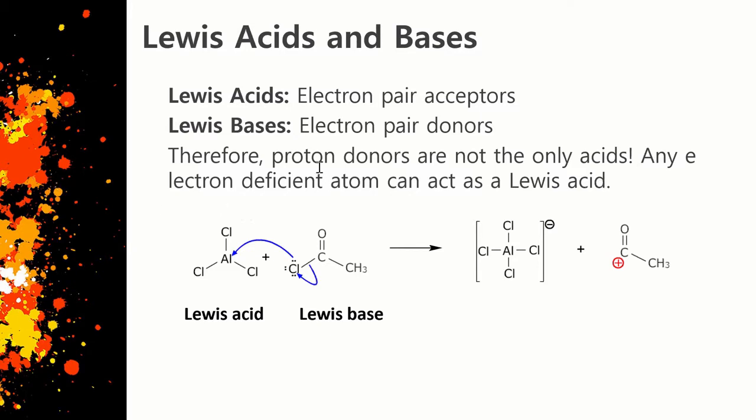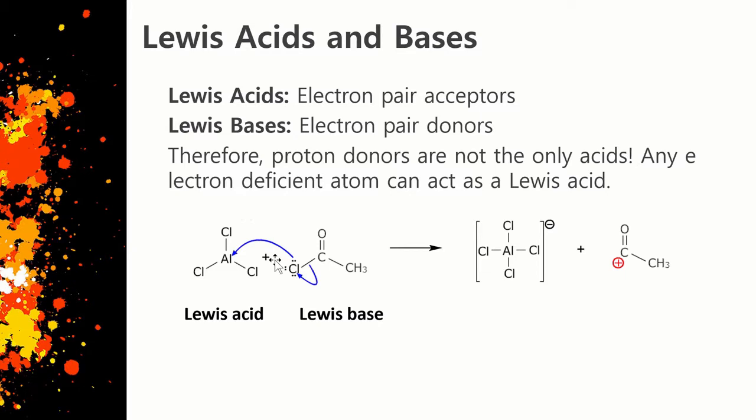So any electron deficient atom can act as a Lewis acid. We have two species here. We have aluminum chloride, which is acting as our Lewis acid. Why? Because it can accept a pair of electrons, as is demonstrated by our arrow. And again, just to reinforce our arrow movement and what it means, wherever the arrow starts from is where the bond is broken. So this C-Cl bond is broken, and this is a new bond that is formed between the chlorine and the aluminum. So the chlorine donates a pair of electrons to aluminum, right?